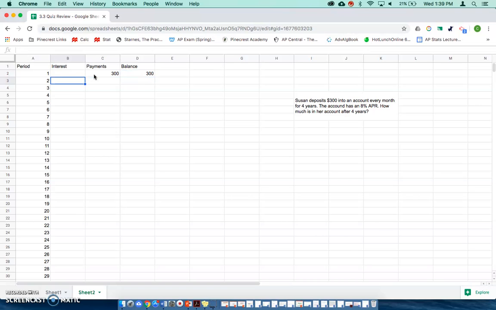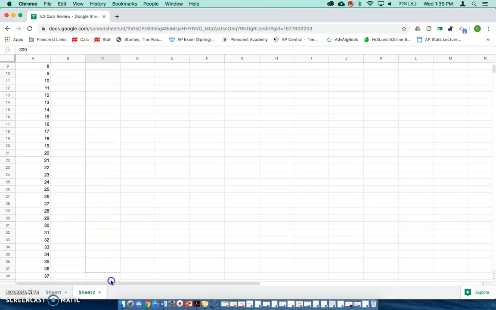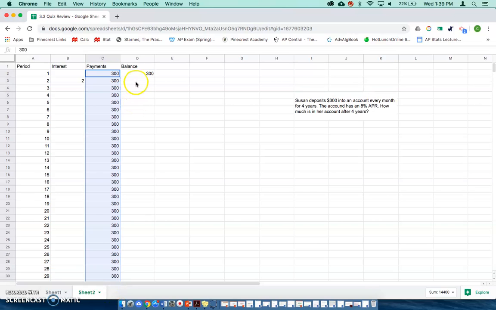Month 2 is where you start earning interest. So to get that interest, it is the previous balance times your 8% interest divided by 12 because it's monthly. APR stands for annual percentage rate. I make a $300 payment every single month, so I can take this $300 payment and drag it all the way down. Every month I make that payment.